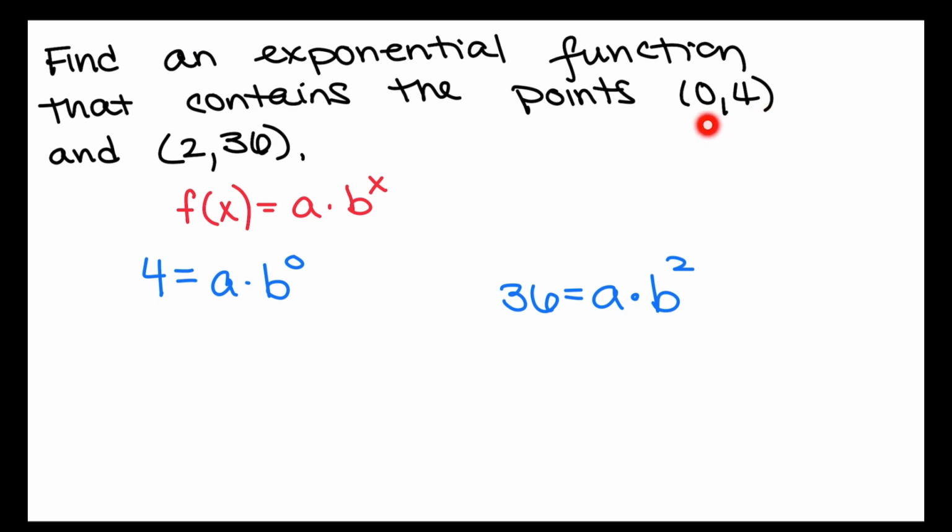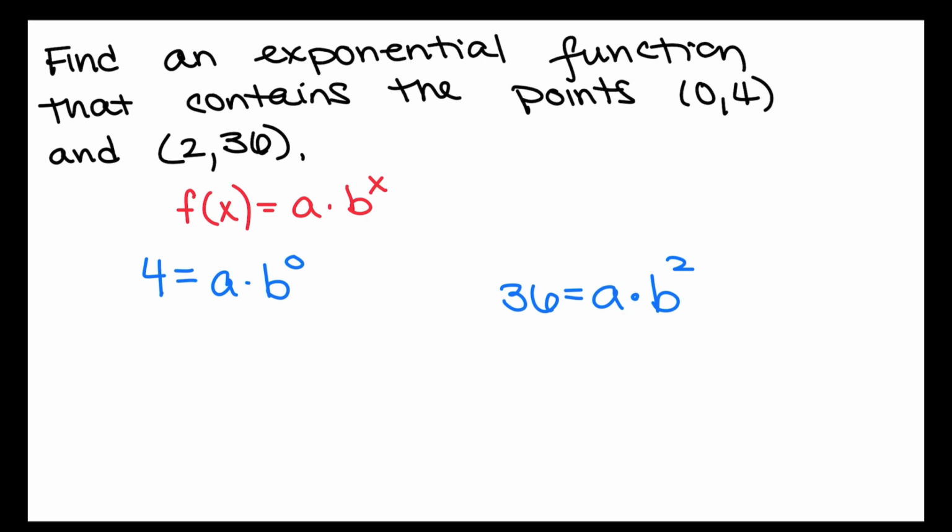and for y. So this first point is telling us when x is 0, so you can put 0 in for x, the output, the y value is 4. And the second point is telling me when x is 2, the output, the y value is 36. So I have 2 equations. 4 equals a times b to the 0, and 36 equals a times b squared. 2 equations and 2 unknowns, this is something I can solve.